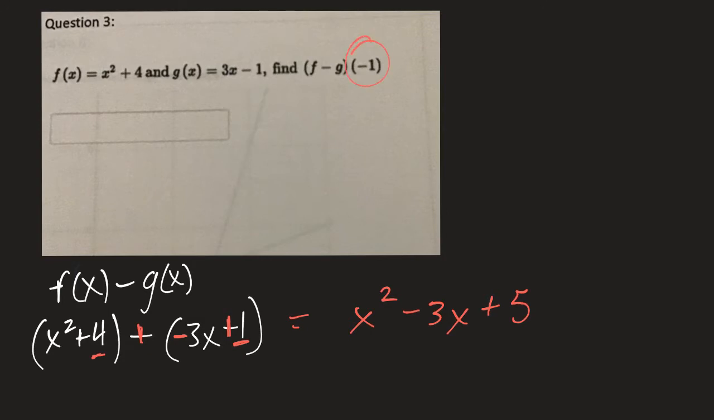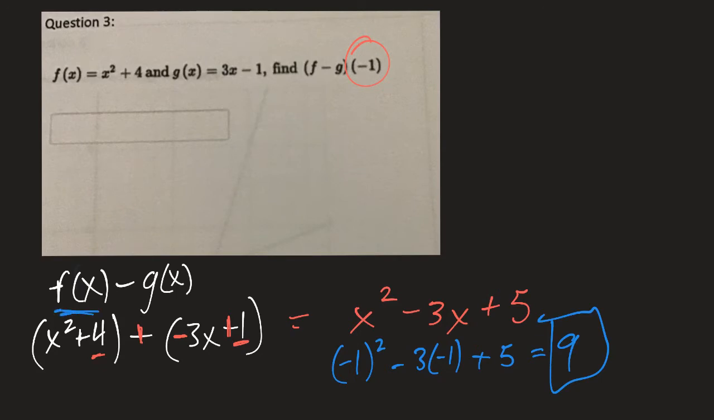So now we can plug negative 1 in here. We got negative 1 squared minus 3 times negative 1 plus 5. If we compute this out, 1 plus 3 plus 5 is going to give me 9. And that should have been my final answer. So I went ahead and started by subtracting, f of x minus g of x, combined my like terms, and then plugged in my negative 1 at the end. Now we could have plugged in negative 1 at any step in this process and gotten the answer, but I just waited until the end.